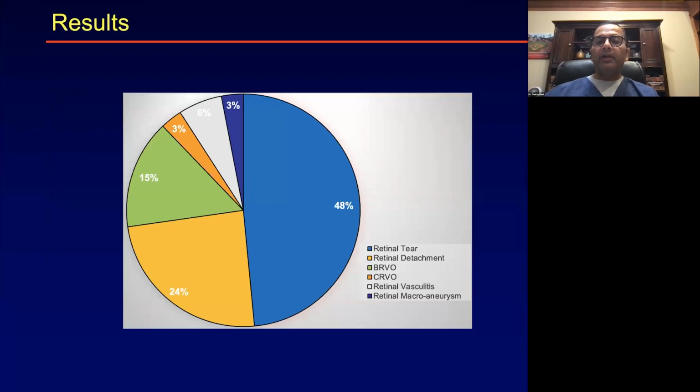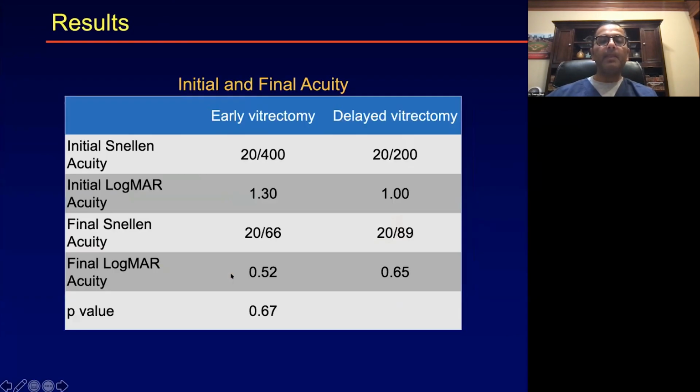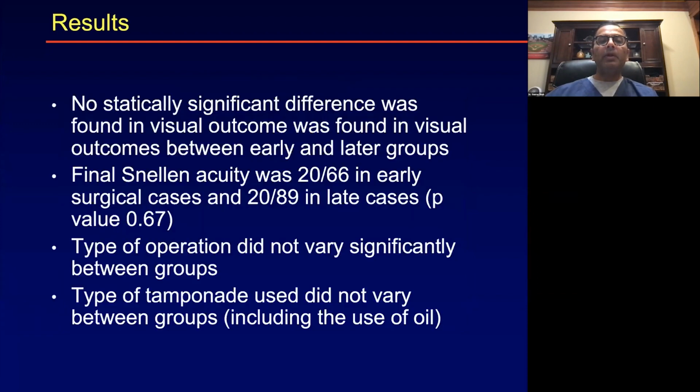So what do we find? Retinal tears and retinal detachments were found in about 75% of these patients. If you look at the initial and final visual acuity, the p-value was 0.67 because obviously our numbers were small. So there was no statistically significant difference in the visual outcomes, but the number of operations, when we looked at the larger group, did vary between the groups. The type of tamponade used did not vary either.